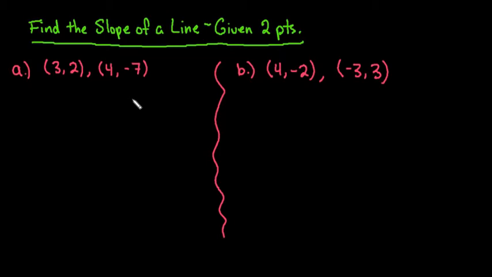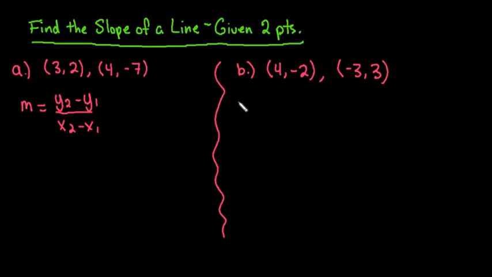Hi, for this video what we're going to do is find the slope of a line given 2 points. There is a formula for this, and the formula is y2 minus y1 over x2 minus x1. This is the equation that's given in the majority of textbooks.